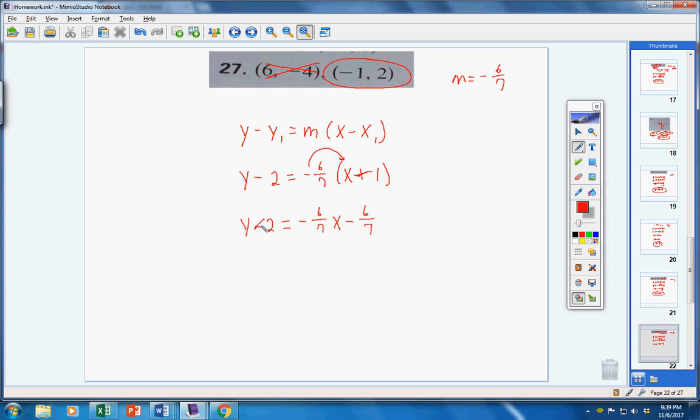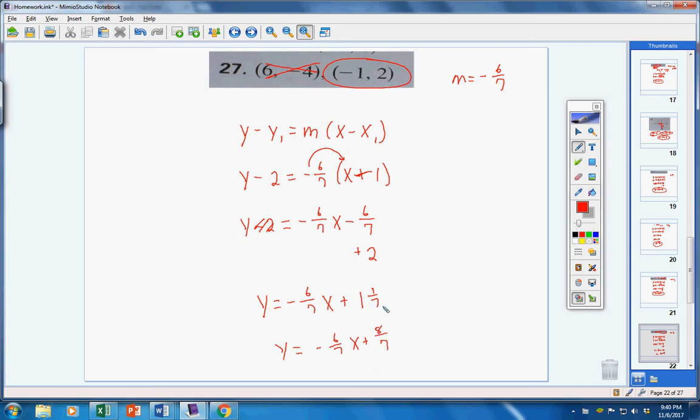Now, bring your negative 2 over, make it a positive 2, and we're left with negative 6/7 x plus 1 and 1/7. Now, students, in a second, I will show you where I got this, but first of all, that is an acceptable answer, or you can also have this right here. 1 and 1/7 is the same thing as 8/7, okay?